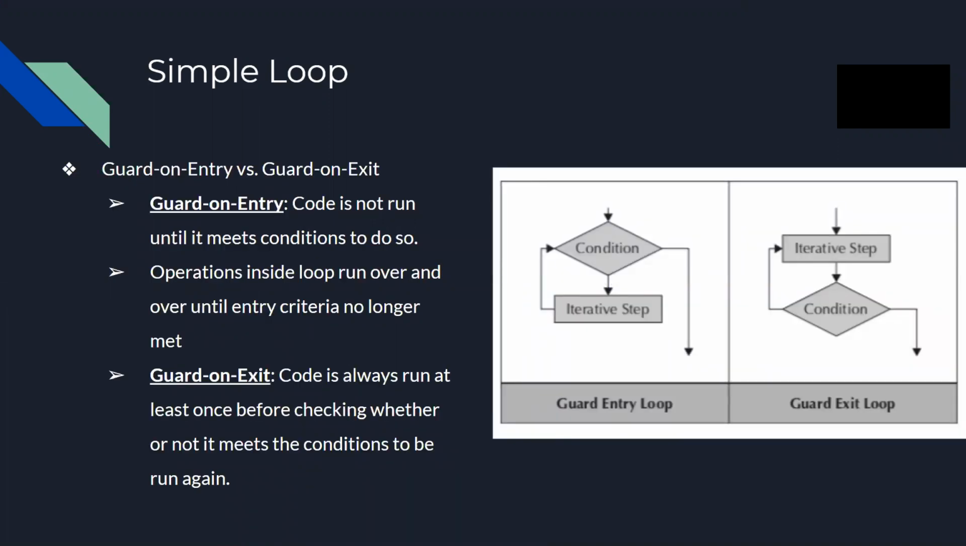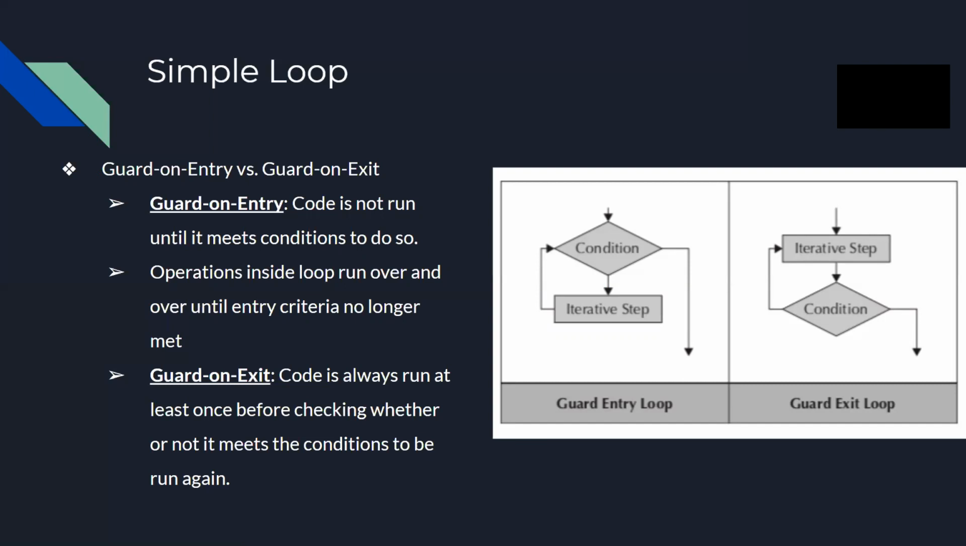Here we have a guard on entry versus a guard on exit. Let's talk about the difference in these two. A guard on entry is when the code is not run until it meets conditions to do so, and the operations inside the loop will run over and over until the entry criteria is no longer met. On the other hand, with a guard on exit, the code is always run at least once before checking whether or not it meets the conditions to be run again.